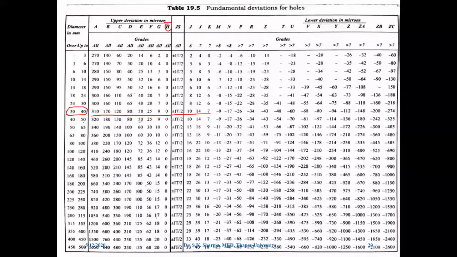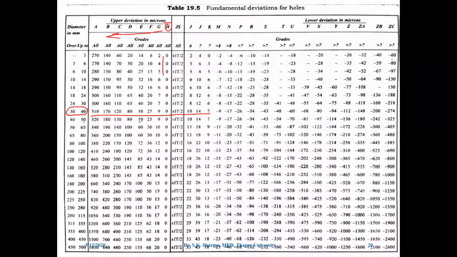So at H, this column is 0, right? And if you're going from H towards A, these values are increasing, like from 0 to 6, 14, 20, 60. But from H, as you're going towards Z, these values are also increasing, but they're increasing in the negative direction, right? So that is the meaning of H.